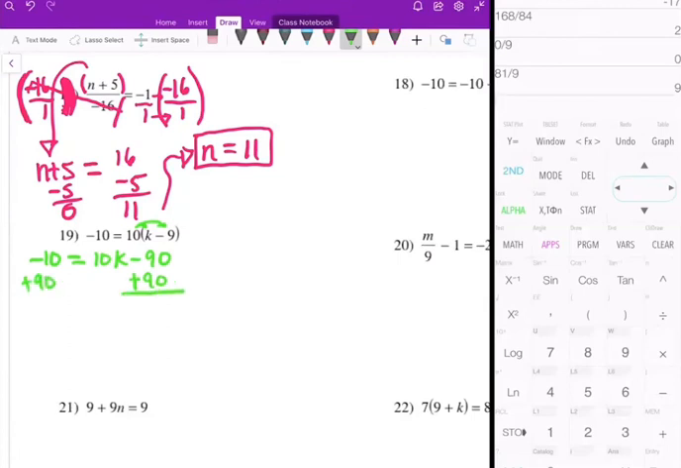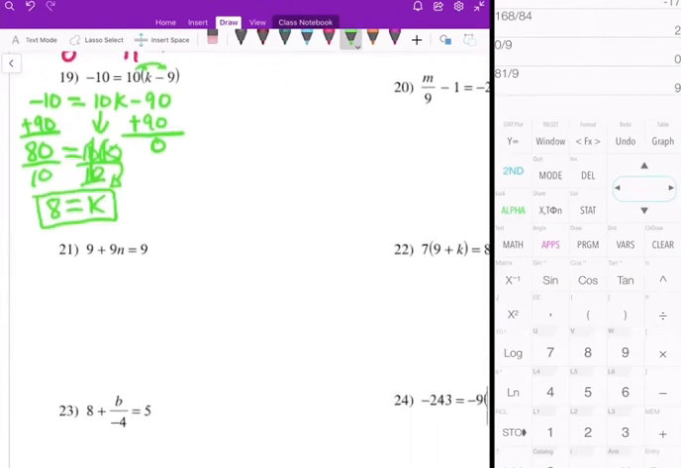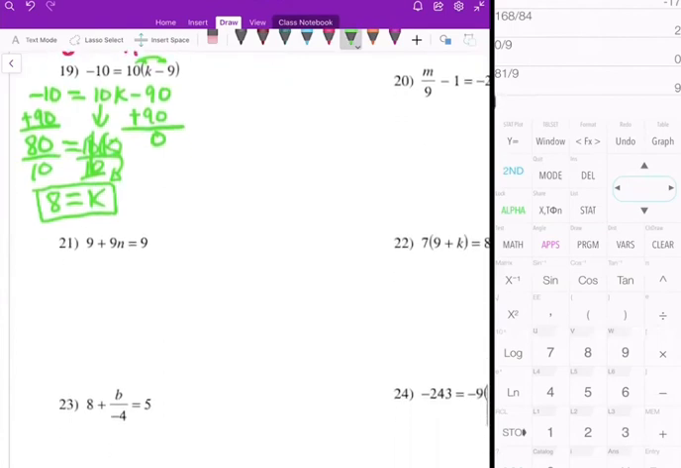So 90 minus 90 is 0. Negative 10 plus 90 is 80. And then I drop down my variable with its number, my 10k. Now I want to get rid of the 10. It's being multiplied, so I divide both sides. 10 divided by 10 is just 1. 80 divided by 10 is 8, so 8 is equal to k. That is how you do this one. Easy breezy, right? And pause if I'm scrolling too fast.